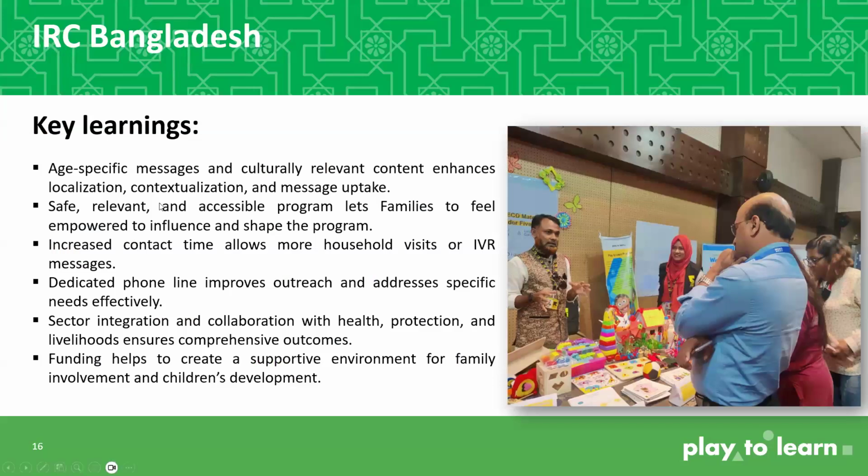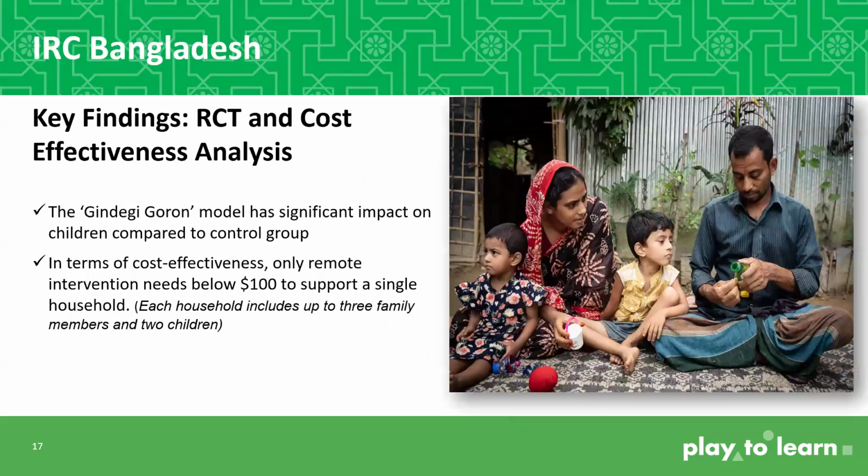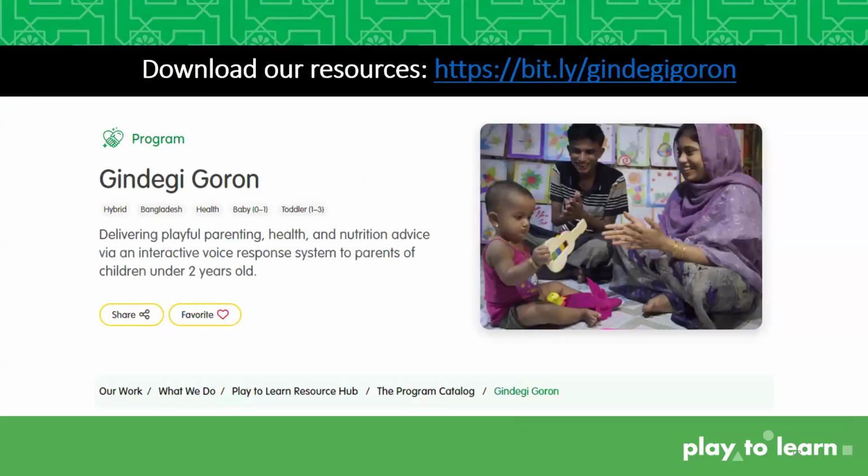So there are some key learnings. We found age-specific messages and culturally relevant content enhanced localization. I'm not going to read everything, but I'm just picking some of the key points. A safe, relevant, and accessible program lets families feel empowered to influence and shape the program. A dedicated phone line improves outreach and addresses specific needs effectively. When we say dedicated phone line, it means ownership of a mobile phone by mothers. Funding helps create a supportive environment for family involvement and child development. These are some of the key learnings we have from this model.